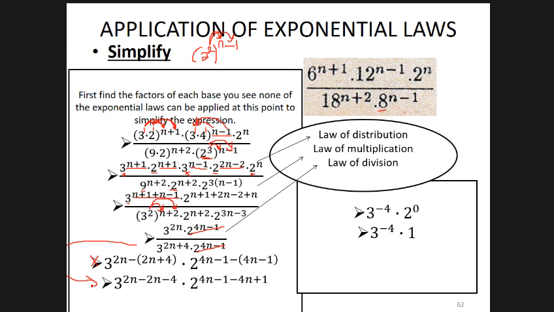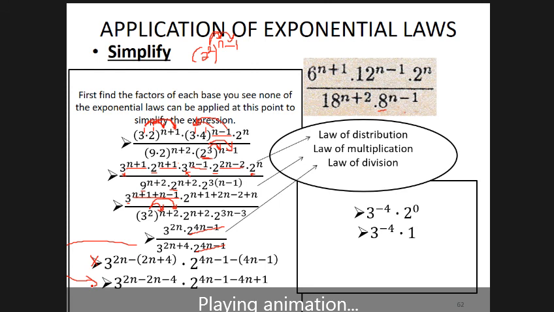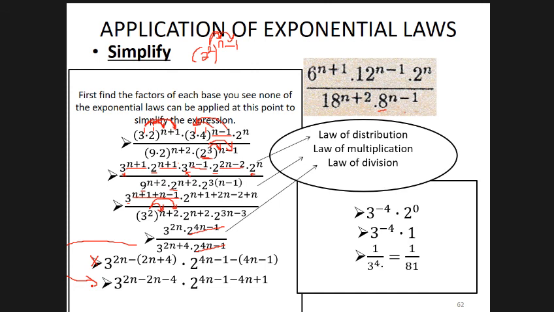What is 3 to the exponent of minus 4? What am I going to write it as? 1 over 3 to the exponent of 4, which is 1 over 81, which is simply 1 over 81.